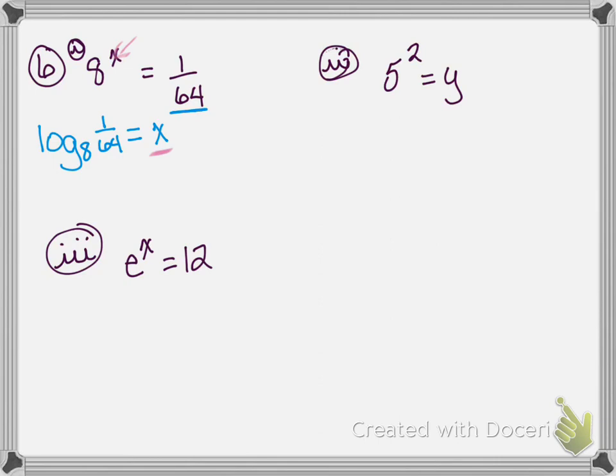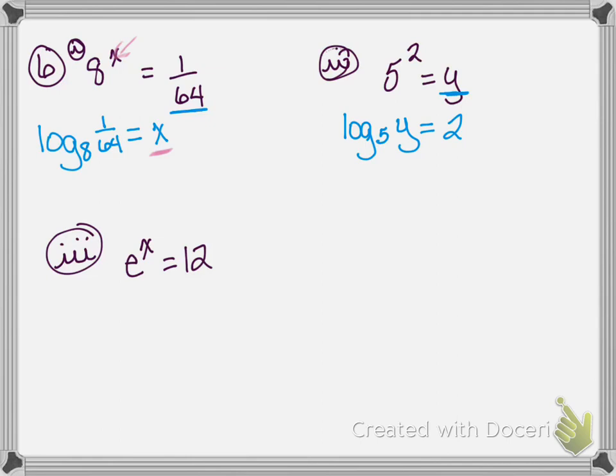My next one, I've got 5 squared equals y. So I'm going to rewrite that as log base 5. My answer to my exponent becomes the of. So I say log base 5 of y equals 2. And my answer to the log is the exponent from my exponential equation. So you definitely want to be able to go back and forth between those.